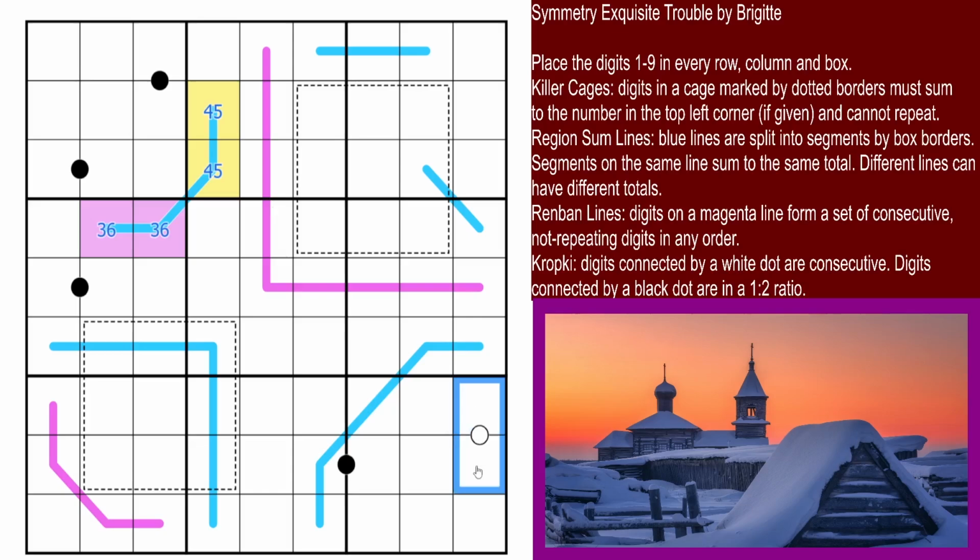So these digits must be consecutive. That means they must be neighbors of each other. So if you have, let's say, 3 here, then this must be 2 or 4. You cannot have anything other here.